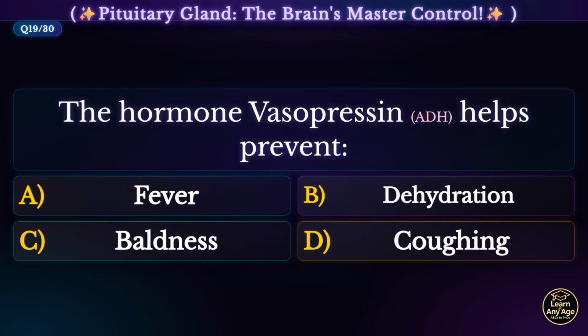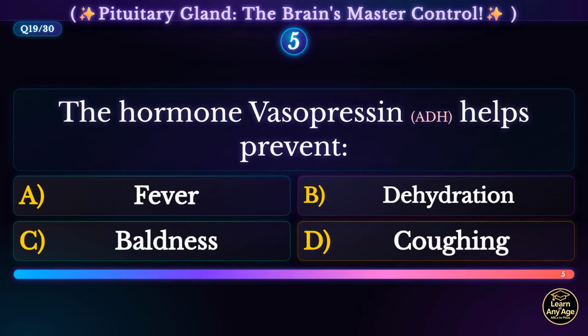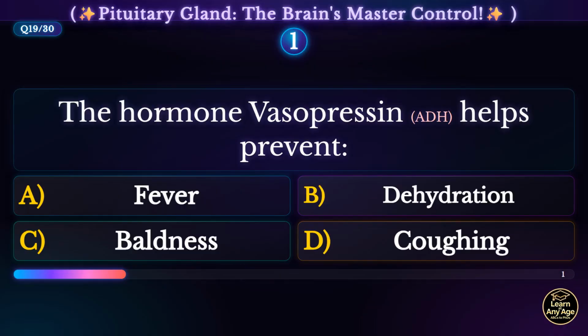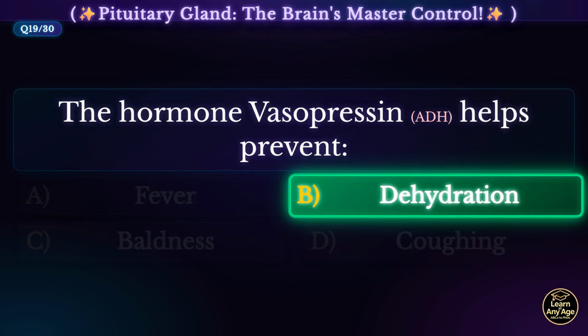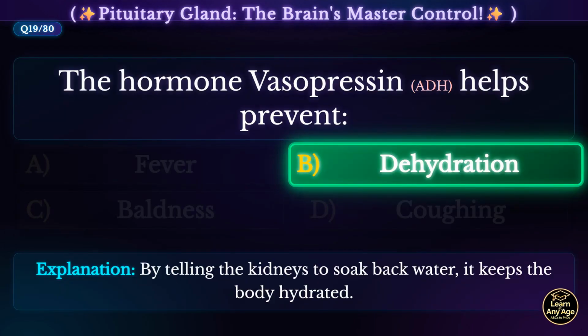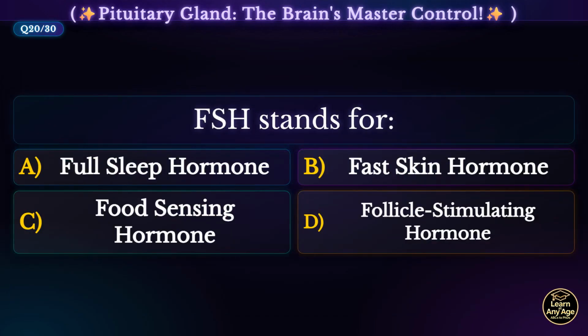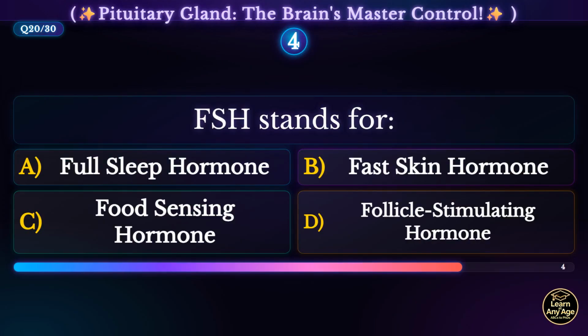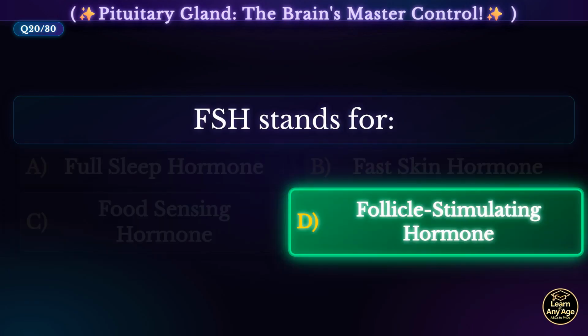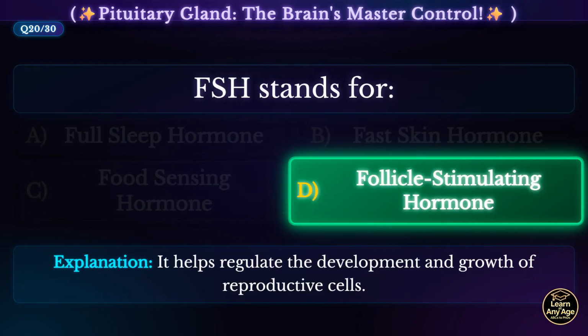The hormone vasopressin, ADH, helps prevent dehydration. By telling the kidneys to soak back water, it keeps the body hydrated. FSH stands for follicle-stimulating hormone. It helps regulate the development and growth of reproductive cells.